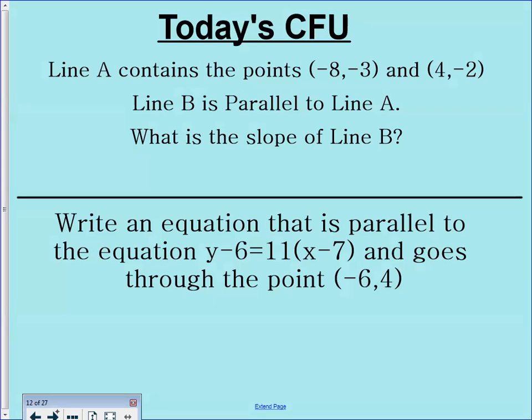This one you do have to type in the answer, so make sure you type that in. Question 2 asks you to write an equation that's parallel to this equation given and goes through that point. So use that equation and point and identify which answer choice is correct. This one does have answer choices, so pick whichever answer choice you feel is correct.